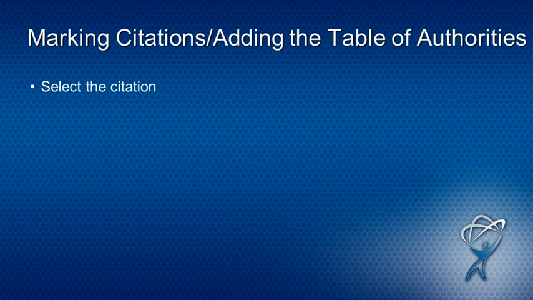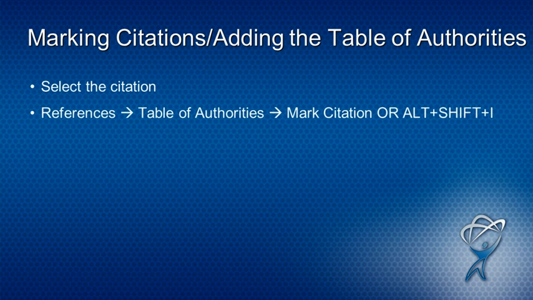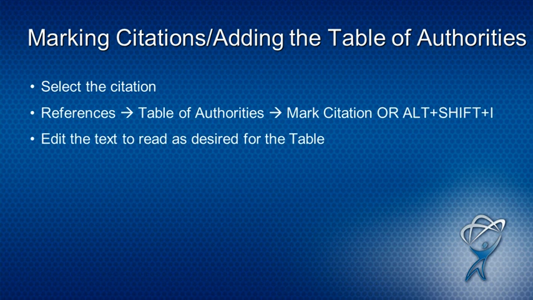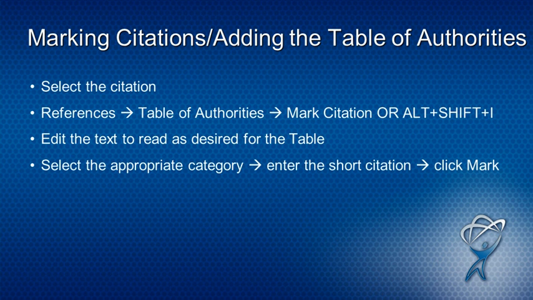That's exactly what we need to do. We start by selecting the citation. We go into the table of authorities and mark the citation, or you can use the keyboard shortcut Alt-Shift-I. Edit the text to read as you want it to read in the table itself. Select the appropriate category that we've been discussing, and then enter the short citation. Those of you who will be working with this know the difference between a long and a short citation, and for those of you who don't, you probably won't be doing this anyway, so we're not going to worry about going into a lot of description here.